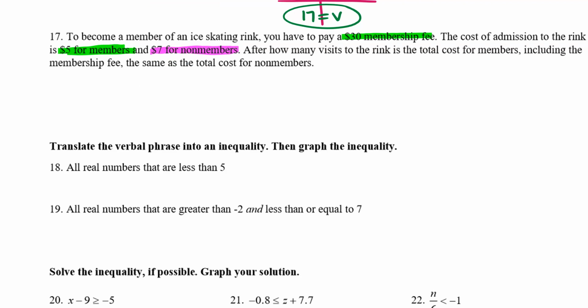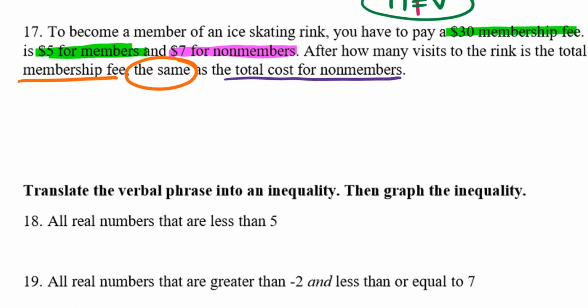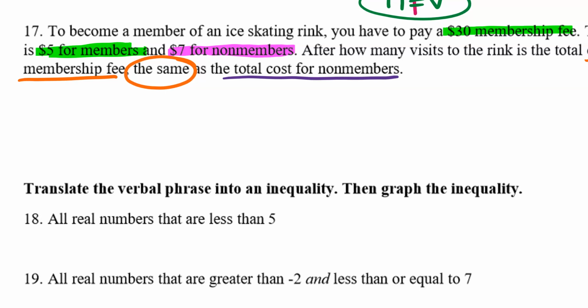After how many visits to the rink is the total cost for members, including the membership fee, the same as the cost for non-members? So we've got a lot of information here. We're trying to figure out, is it worth it to get this membership or not? Let's think about when you have your membership. That green part, you pay $30 no matter what. That $30 is just a one-time fee for your membership. Then you have to pay per time you go to the rink.